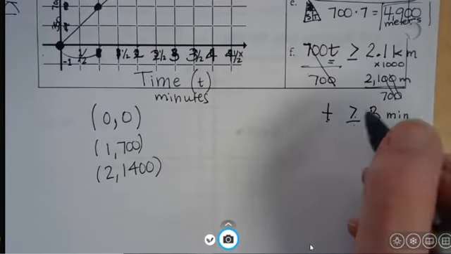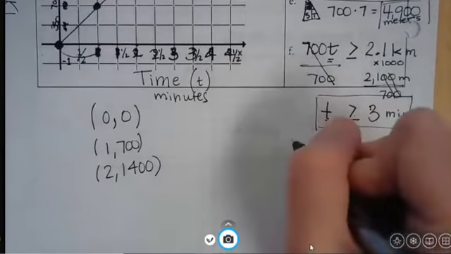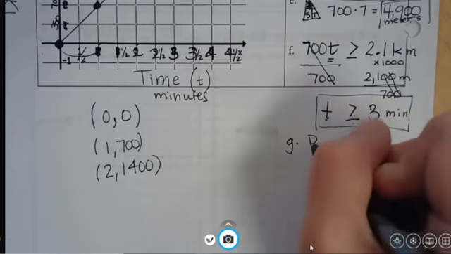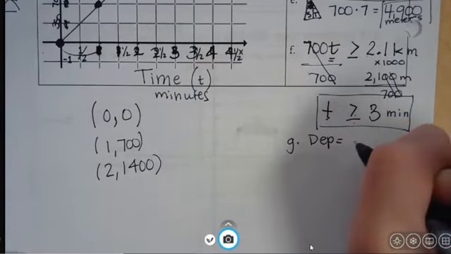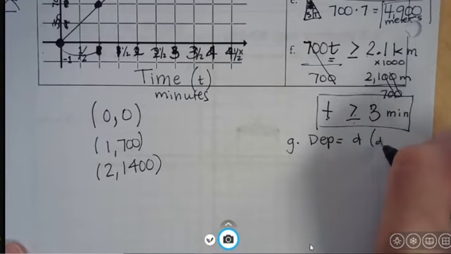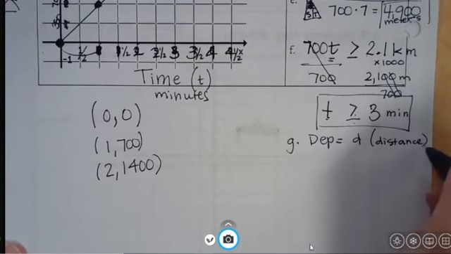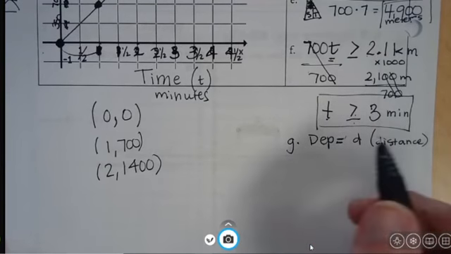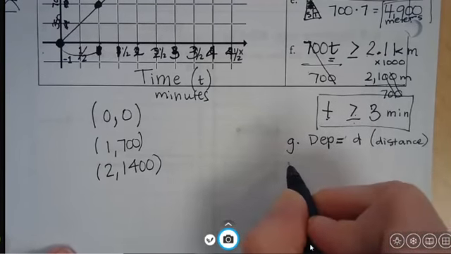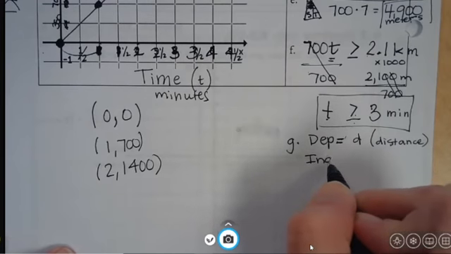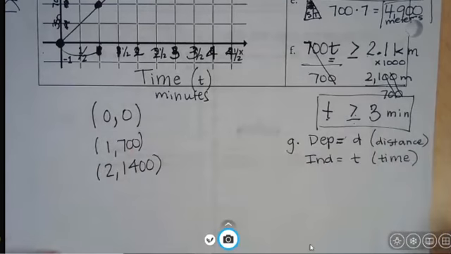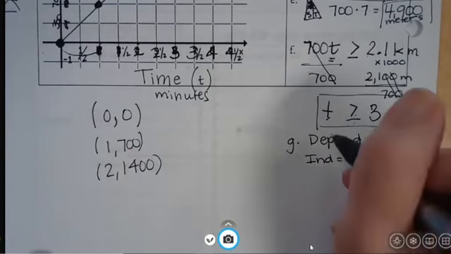And then G is our final one. Name the dependent and independent variable. So the dependent variable is the D, which is the distance. We know that because of the formula where if we multiply the time times something, the distance will change. And the independent variable would be the time. We also know that because the time is on the x-axis. And that is how to make a linear graph using a linear equation.